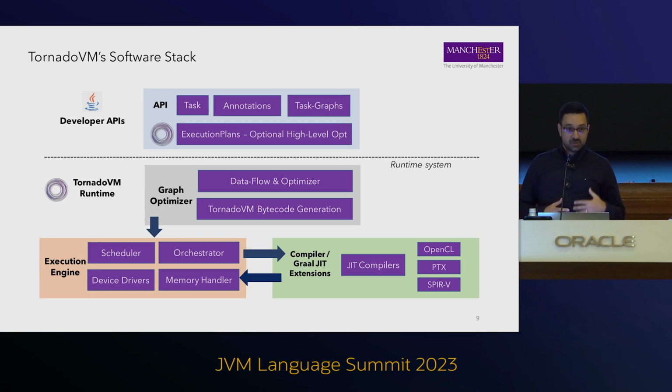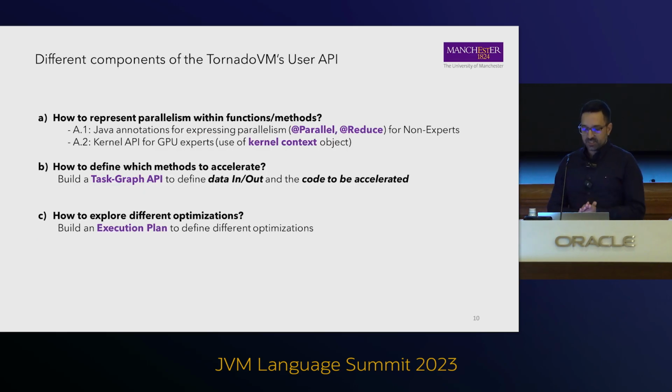And as you can imagine, we also have a JIT compiler. In our case, we extend the Graal JIT compiler, and we have three JIT compilers: one for OpenCL-C code, another one for assembly PTX code, and the last one for binary SPV code. Right, so let's start with the API.